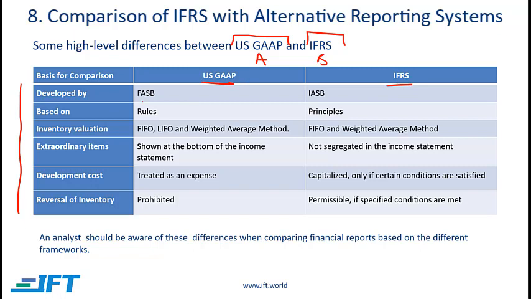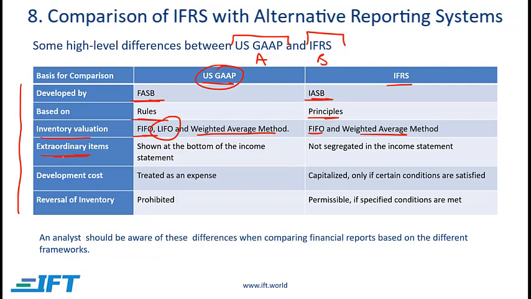US GAAP has been developed by FASB. This is a US-based entity, whereas IFRS has been developed by the International Accounting Standards Board, which is an international entity. US GAAP is based on rules, whereas IFRS is more principles-based. With respect to inventory valuation, both US GAAP and IFRS allow FIFO and the weighted average method, but only US GAAP allows LIFO, whereas IFRS does not allow the use of LIFO.